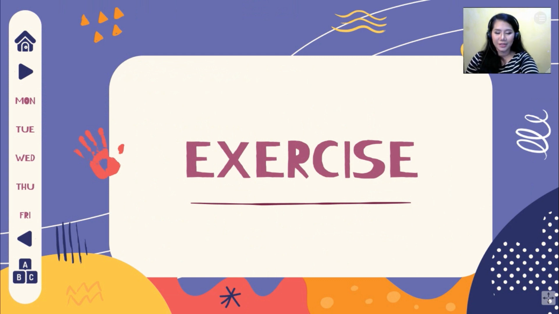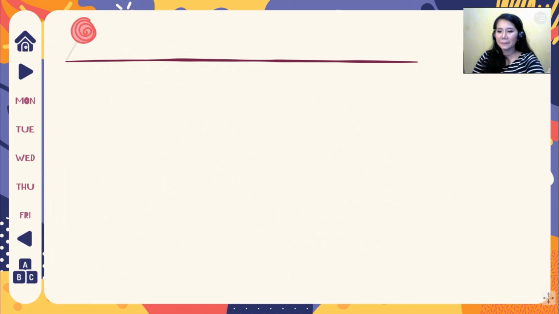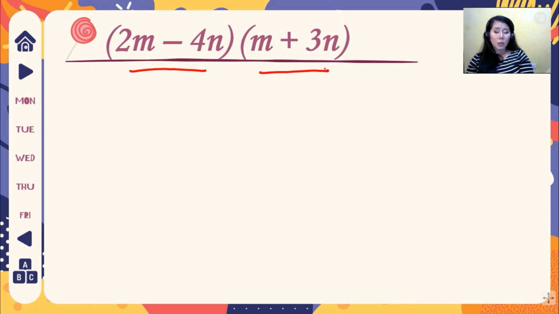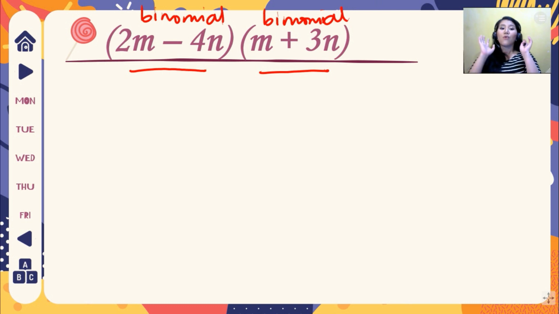Let's have more exercise. There you go. Okay, so ito, application na talaga ito ng natutunan natin kung paano mag-multiply ng polynomials. I have here 2m minus 4n times m plus 3n. Okay, so kanina, yung minultiply natin, monomial lang yung nandito, tapos trinomial yung nandito. The problem is, this is a binomial, okay? And I have here another binomial. And if that is the case, we're going to apply what we so-called FOIL.